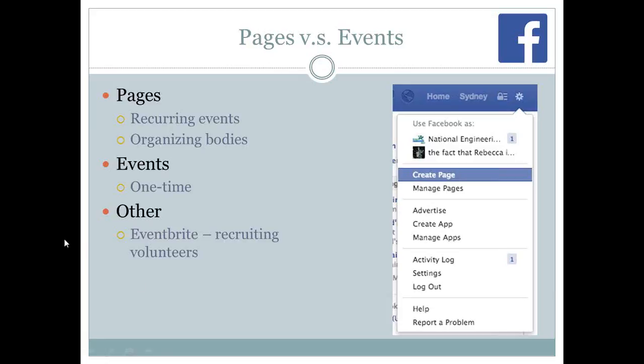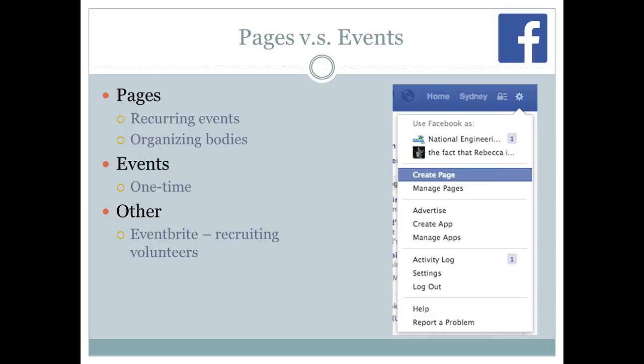Another tool that's very handy is Eventbrite for recruiting volunteers. You can set it up so that your volunteers have to purchase a ticket, and you can make it free so they're not actually transferring any money, but they are committing, they give their information, they give their email address, and you know what they've signed up for and when.